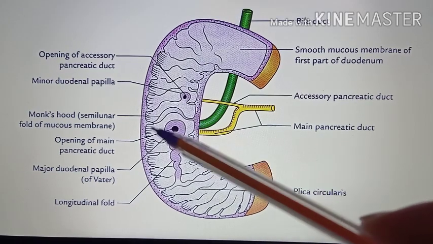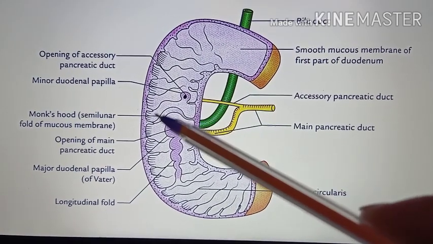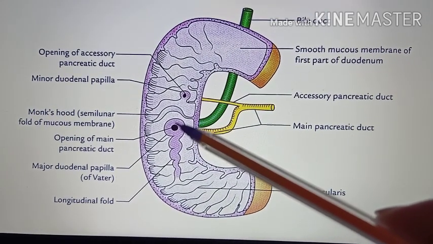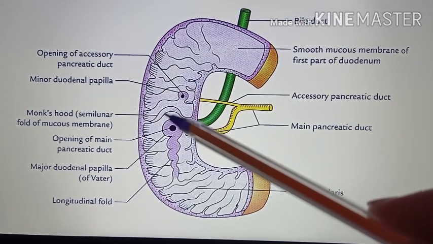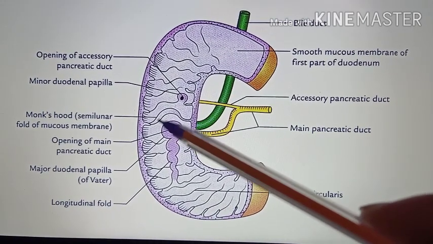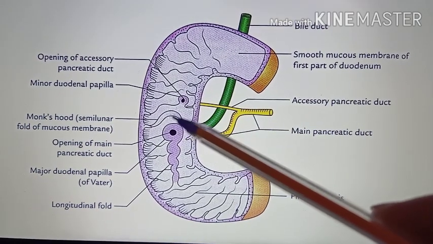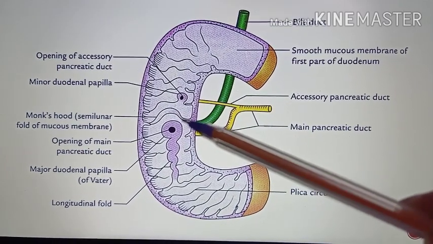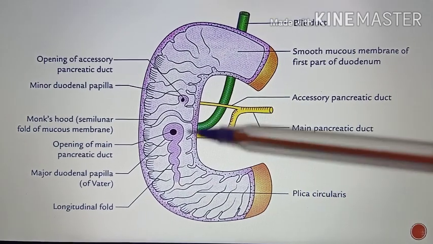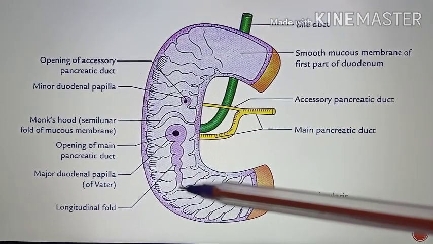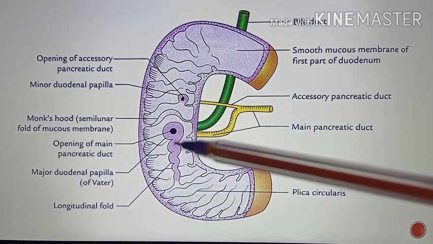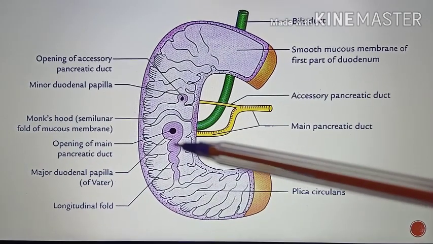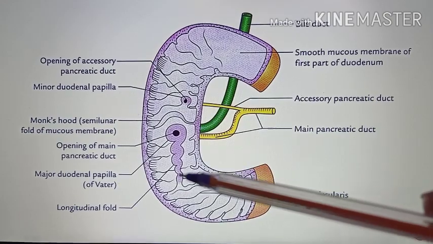Another thing you are seeing here is the arch of plica semicircularis. Superior to the major duodenal papilla, there is an arched mucosal fold which looks like a hood, so it is also called the monk's hood, M-O-N-K, monk's hood, H-O-O-D. Then the fourth thing you are seeing here is the plica longitudinalis. It is a vertical tortuous fold of the mucous membrane extending downwards from the major duodenal papilla.